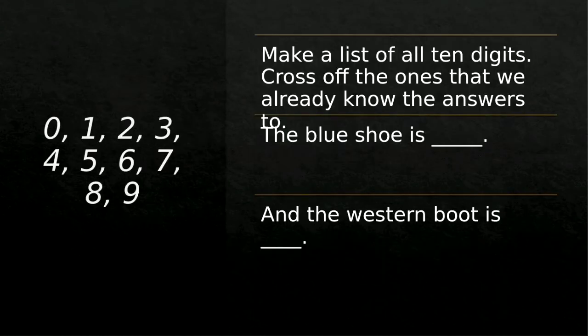So we have crossed off the ones that we already know the answers to. The blue shoe is 1, and the Western boot is 0. So those should both be crossed off.